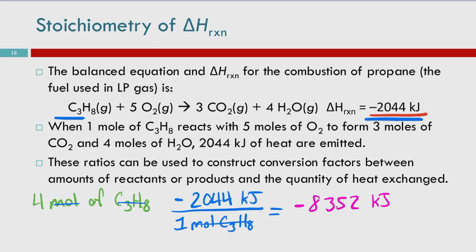Yes? When I multiplied 4 by the negative 2,044, I got 8,176. Oh yeah, I did times 8, sorry. What was the number? 8,176. It's a problem with mental math.